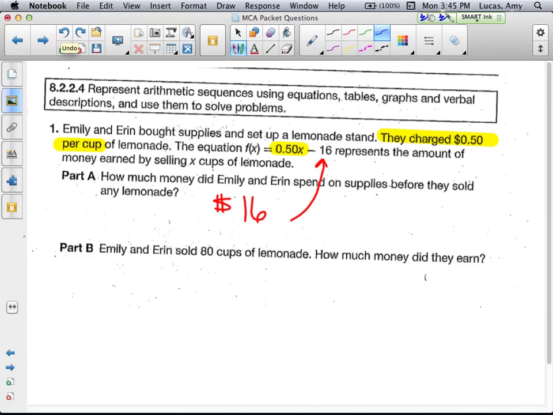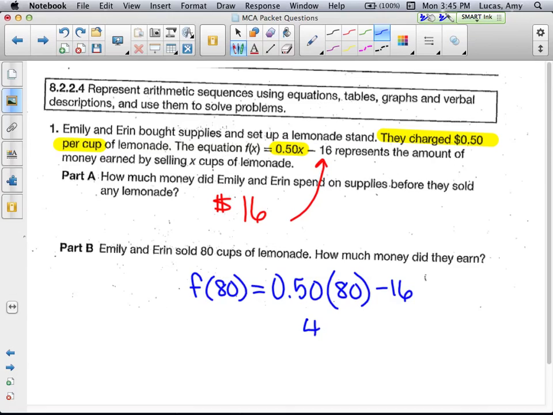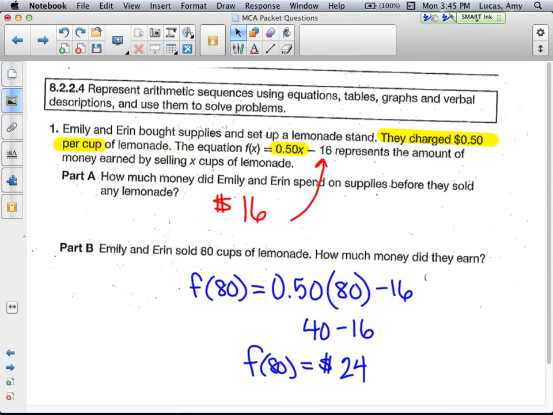Now for part B, it says that they sold 80 cups. So if I evaluate this function at 80, f of 80, we would take 50 cents times 80 and then subtract the $16 that they spent. 80 times 50 cents is $40. 40 minus 16 means that they have a profit of $24. So if they sell 80 cups of lemonade, they will make $24.